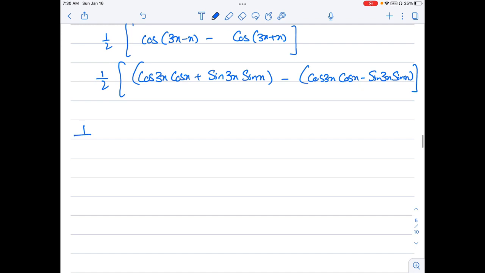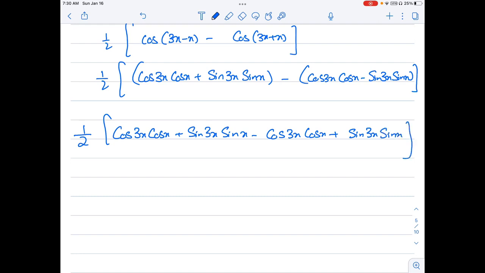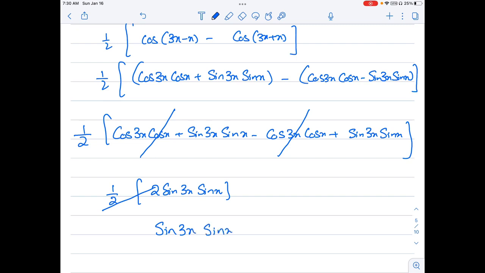Now expand it further. 1 upon 2, cos 3x cos x plus sin 3x sin x. Remove that bracket and multiply with the minus: minus cos 3x cos x plus sin 3x sin x. Then cos 3x cos x gets canceled. So 1 upon 2 times 2 sin 3x sin x. The 2 cancels, and it's going to be sin 3x sin x. That's the answer, which we were asked to prove in the first part.